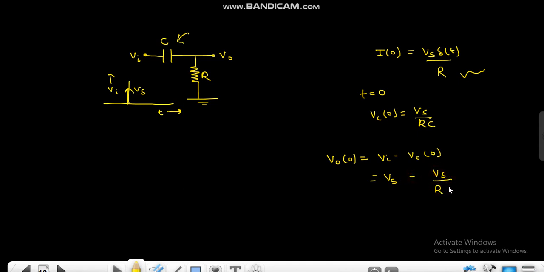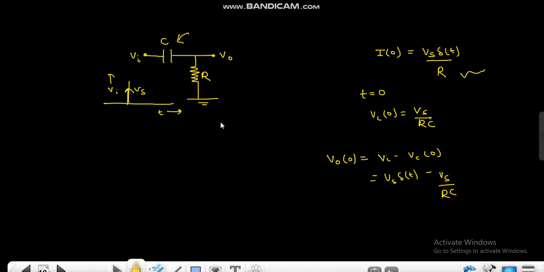Now is it right? No. At t equals 0 the voltage is not Vs. At t equals 0 the voltage is Vs delta t. So now it is right. Okay, so let me write it again. Vs delta t minus Vs by Rc at t equals 0.